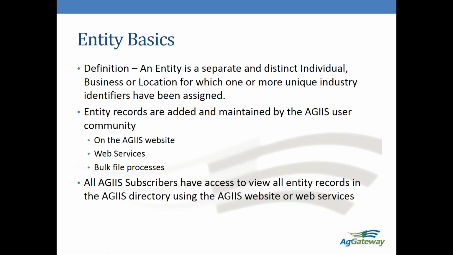Entity records are added and maintained by the AGIIS user community. This can be done on the website, web services, and the bulk file processes that we spoke about. All AGIIS subscribers have access to view all entity records in the AGIIS directory using the AGIIS website or web service. Now, does this mean that you can just get a dump of everything? No, it does not. You have to know something about that entity to access it. But if you know something about it, you have the capability to look up that unique identifier.